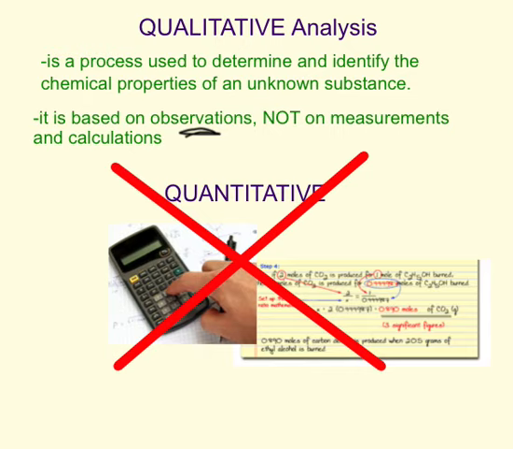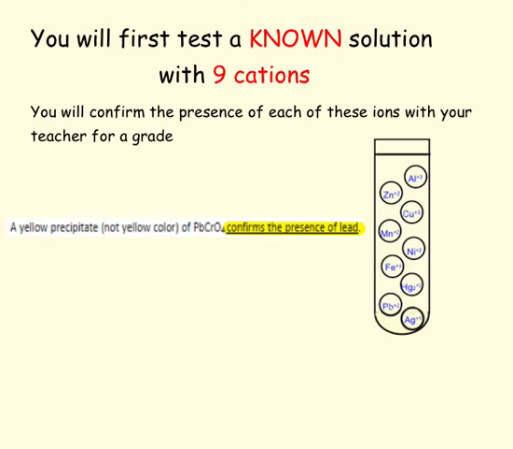You'll be able to separate these substances from one another, and then you're going to use some confirmatory tests to figure out what each of those substances look like. One of the first things you're going to be given is a known solution. In this known solution, you are going to have 9 ions. Everybody is going to have these same 9 cations, so it's going to be completely the same solution.